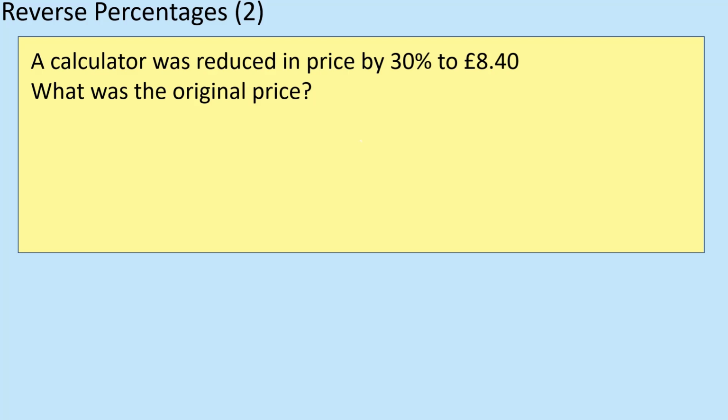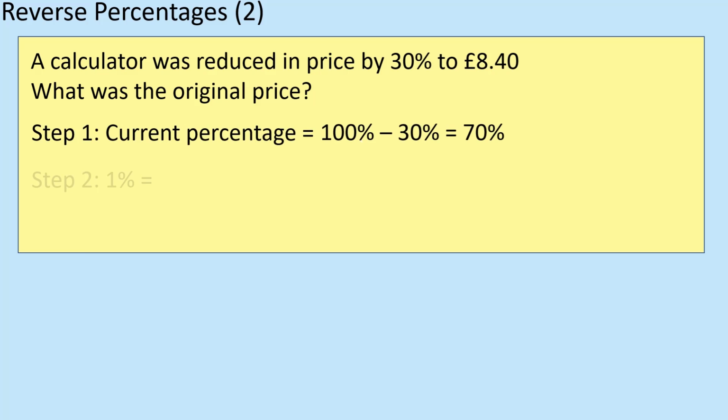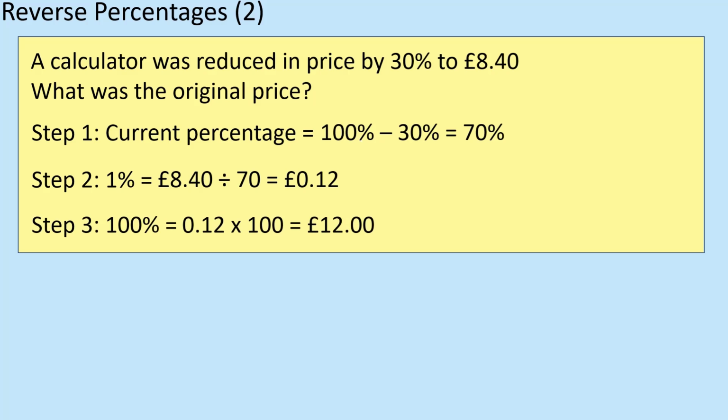Right, a calculator reduced in price by 30% to £8.40. What was the original? Same kind of idea. If you think of the original being 100% and gone down by 30%, this £8.40 is now 70% of the original. So £8.40 divided by 70 gives me 1%. Then I'm going to go back up to 100, so times it by 100, which gives me £12. So £12 was my original price.